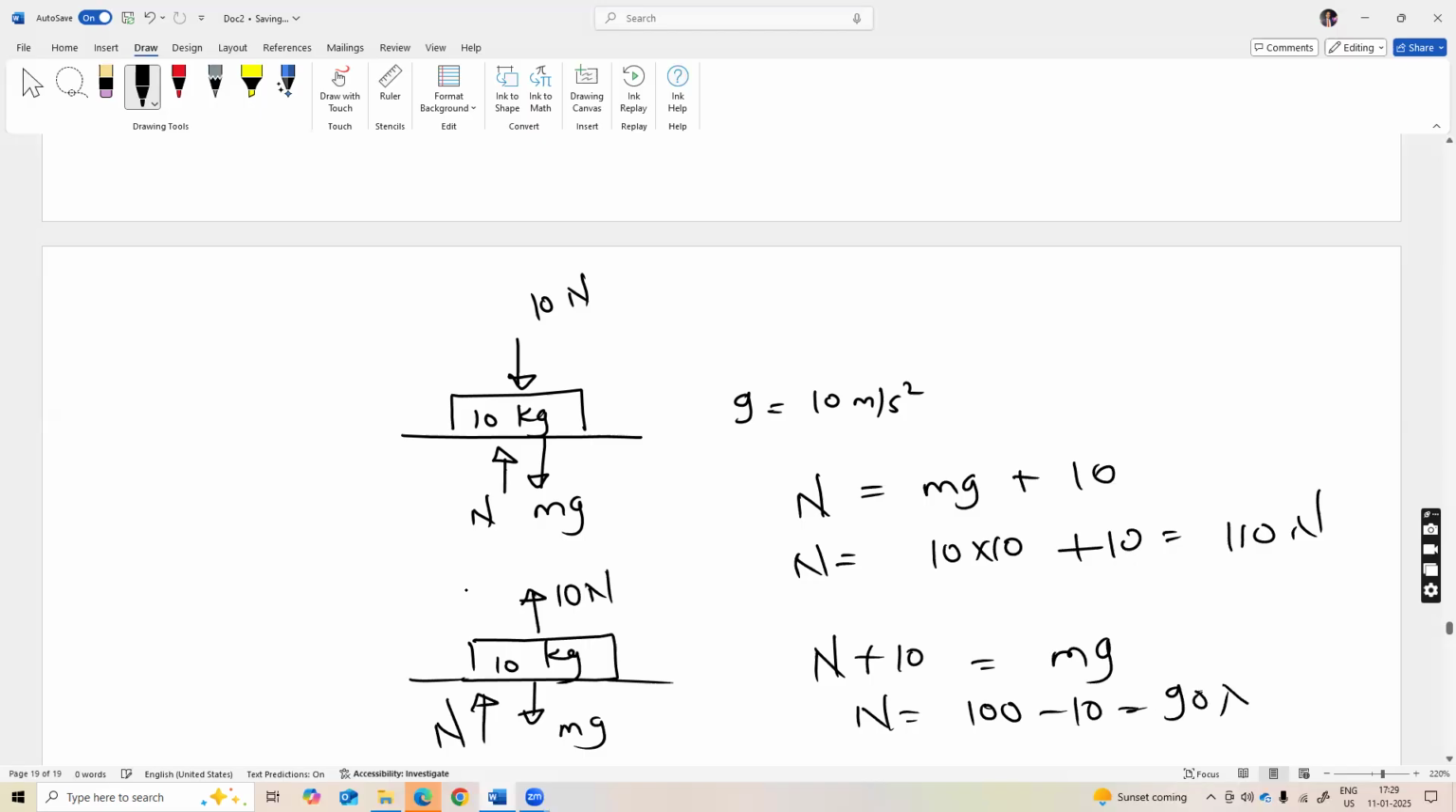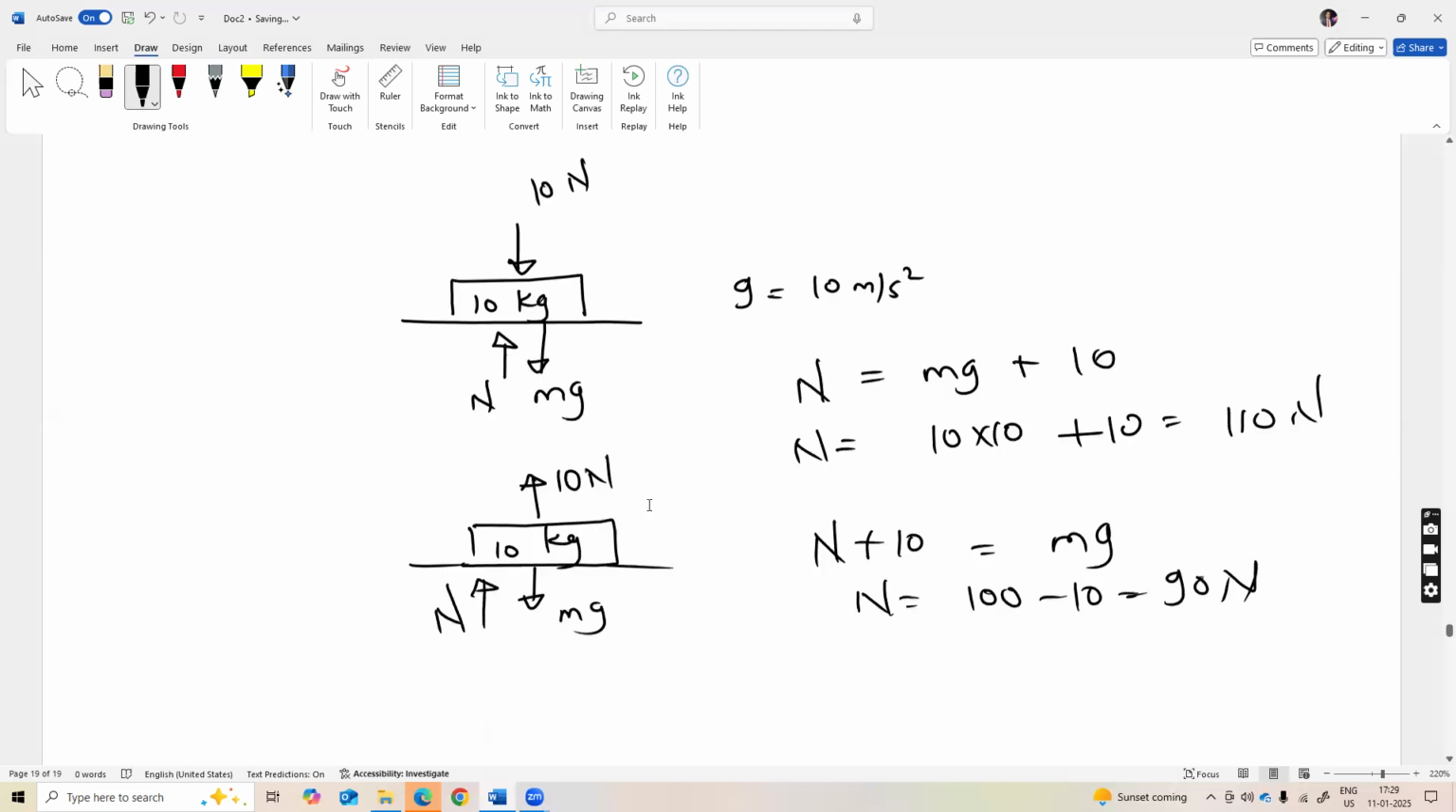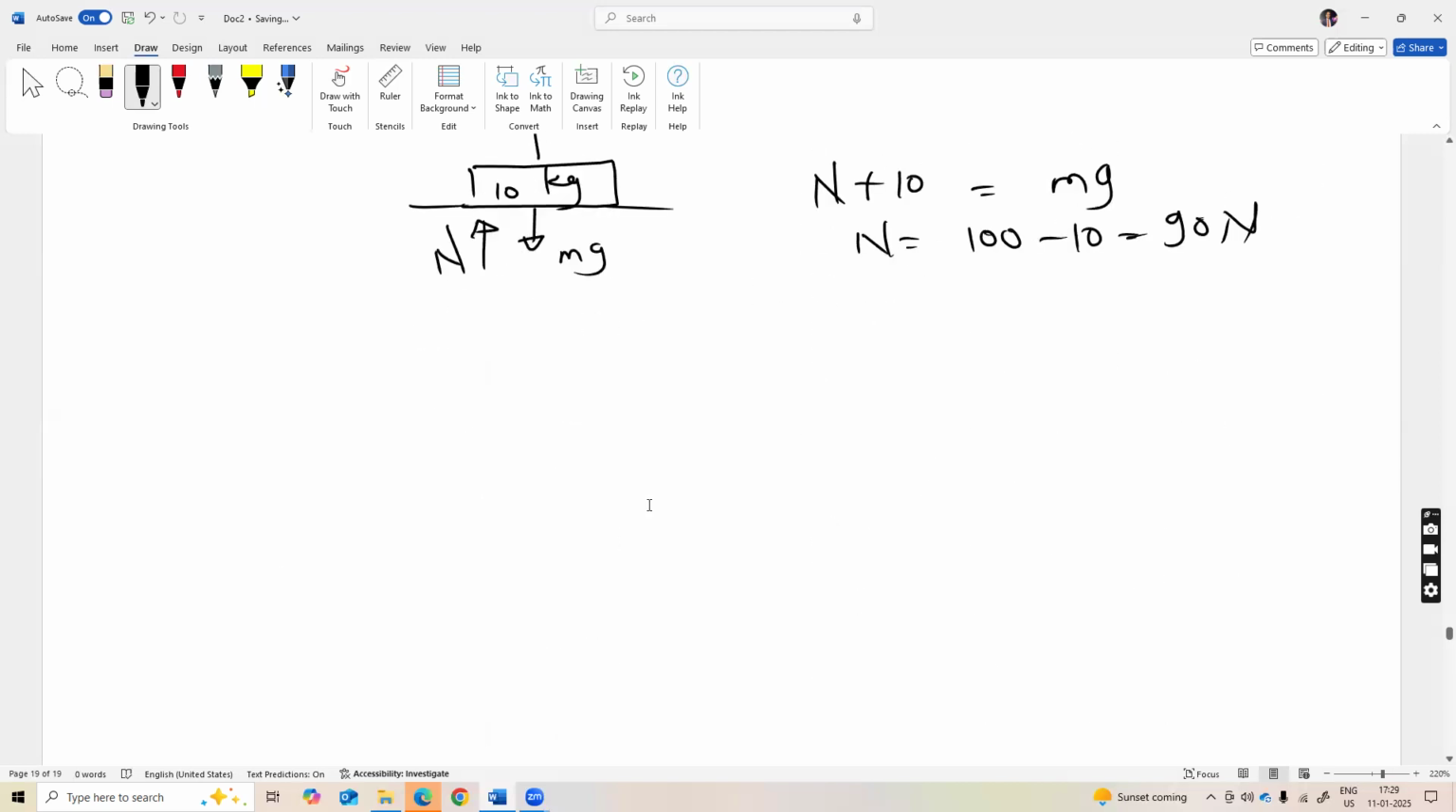So for normal reaction, don't worry about friction when you are calculating normal reaction. It is not related. But after you calculate normal reaction, then the limiting frictional force is equal to mu N. So mu will come only when you are calculating frictional force and not the normal reaction. Okay.